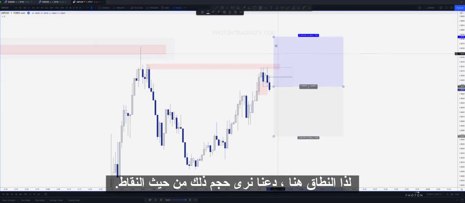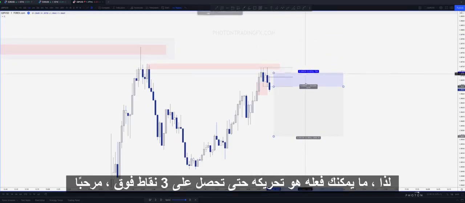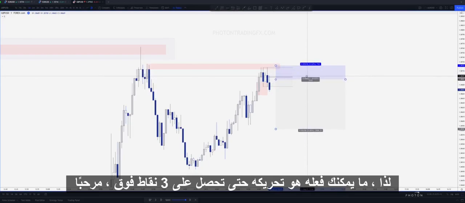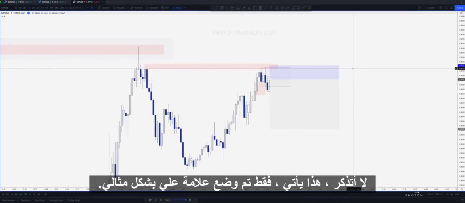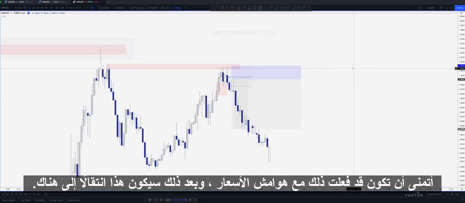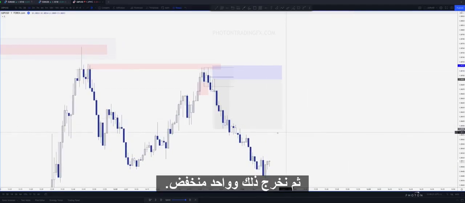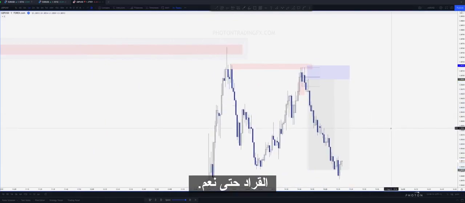Let's see how big that is in terms of pips. So a 3 pip stop is ideally what I'd want. So what you can do is move it until you get your 3 pips above the high there, and then let's see if we're going to get tagged in or not. I can't remember if this comes up. Just about to get tagged in. Ideally, hopefully you did with spreads, and then that would be your move there, and then we take out that M1 low.